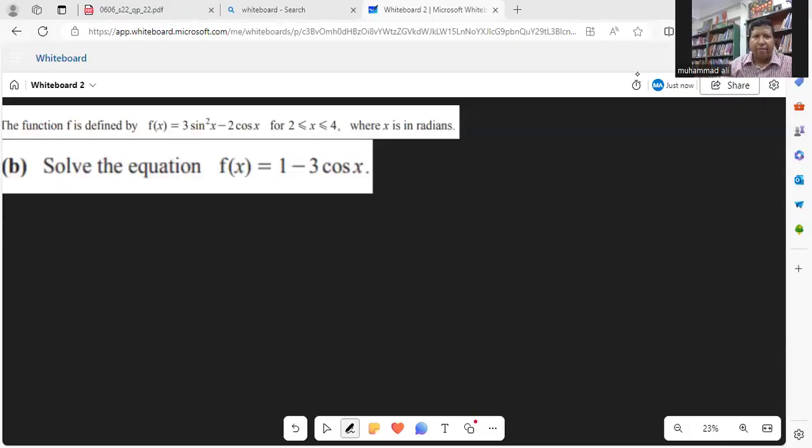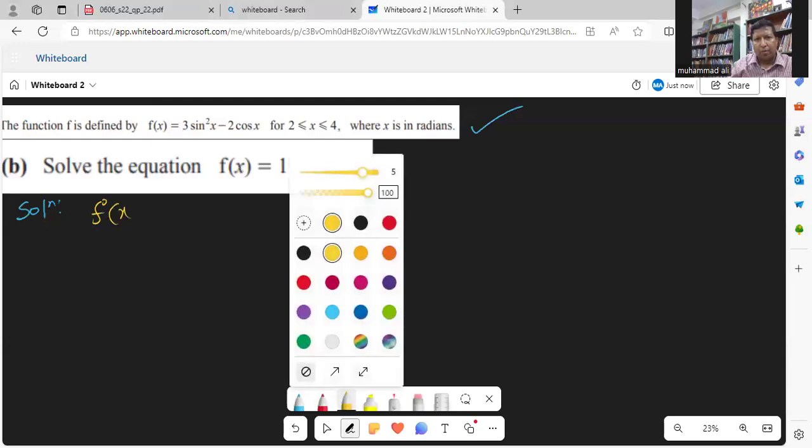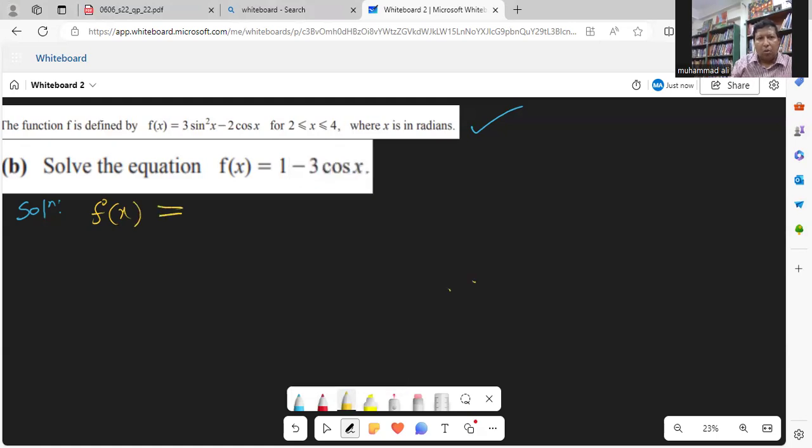The function f is defined by f(x) = 3 sin² x − 2 cos x for x greater than or equal to 2 and less than or equal to 4, where x is in radians. Number B, solve the equation f(x) = 1 − 3 cos x. First we have to write f(x) = 1 − 3 cos x.